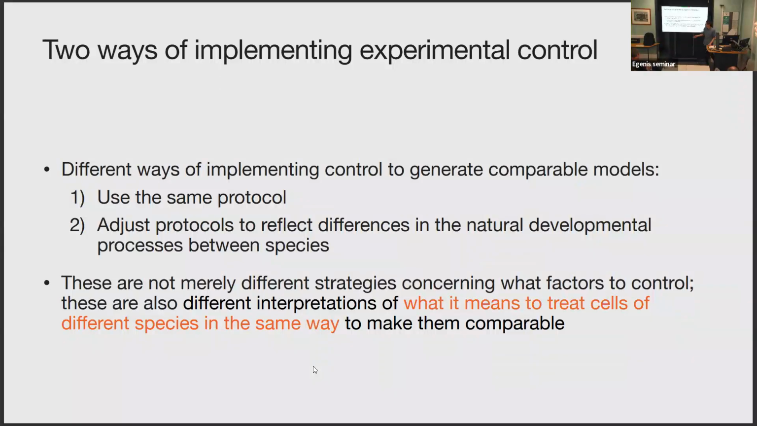That's the shared idea. But another way of implementing control is to adjust protocols to reflect differences in the natural developmental processes between species. And I emphasize that this is not abandoning control. This is a way of implementing control that reflects differences in the target system. I also want to emphasize that these are not merely different strategies concerning what factors to control. These are also different interpretations of what it means to treat cells of different species in the same way to make them comparable.